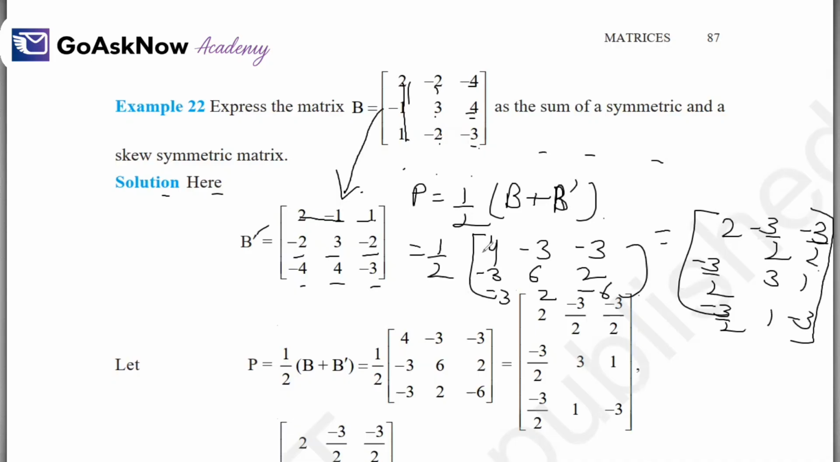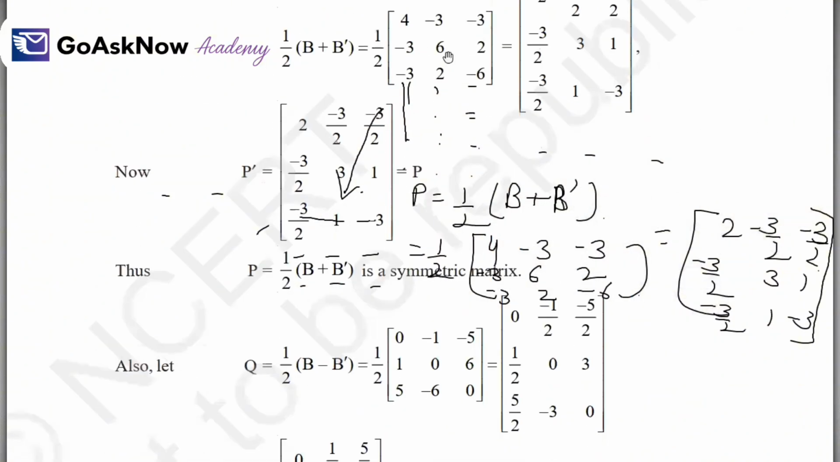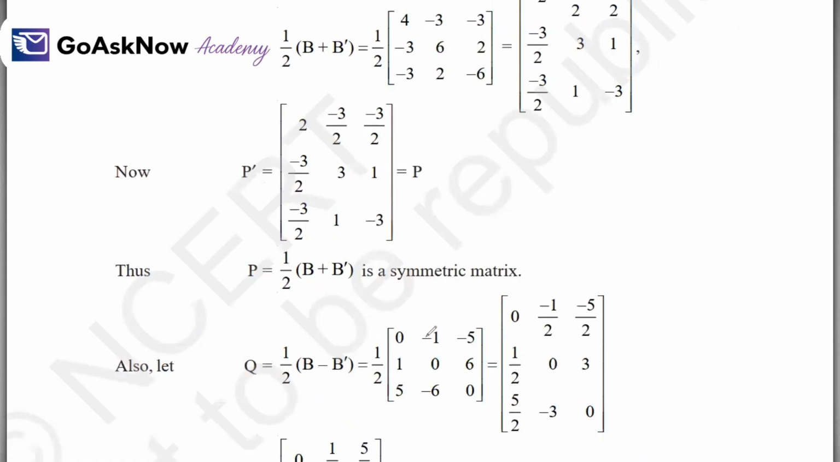Now I have to find another matrix which is half of B minus B dash. Just see below this. Here it is half of B minus B dash. Okay, so let's delete all this. Half of B minus B dash will be what? Just take the difference of B and B dash and then divide by 2. So you will get 0, -1/2, -5/2, 1/2, 0, 3, 5/2, -3 and 0. These are the elements of this matrix.